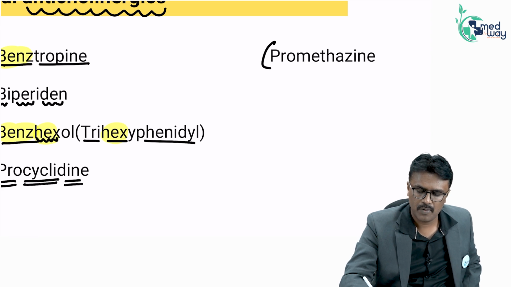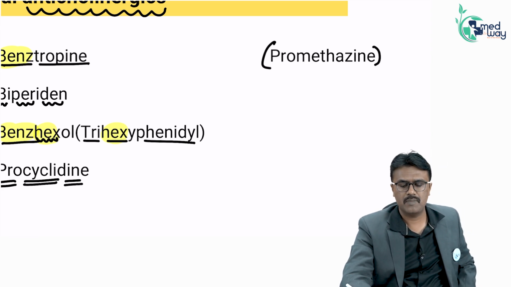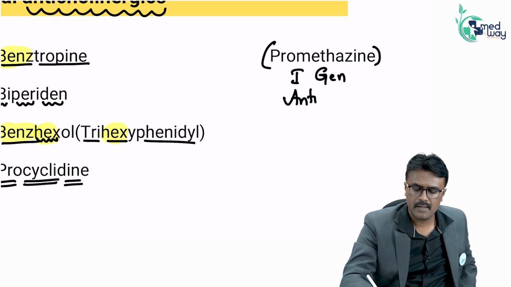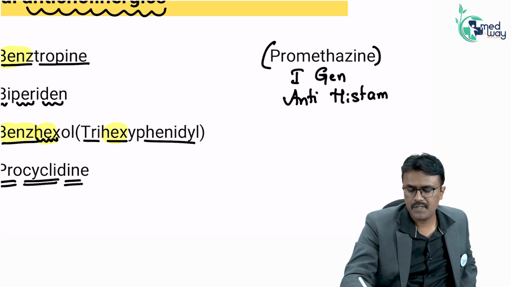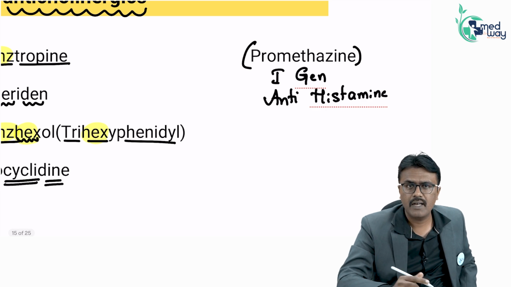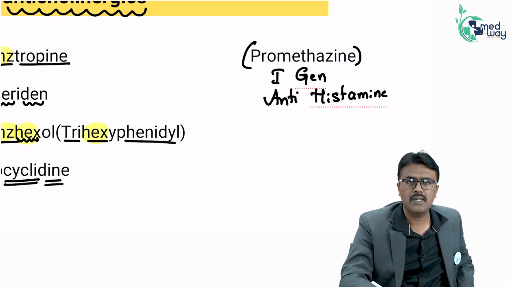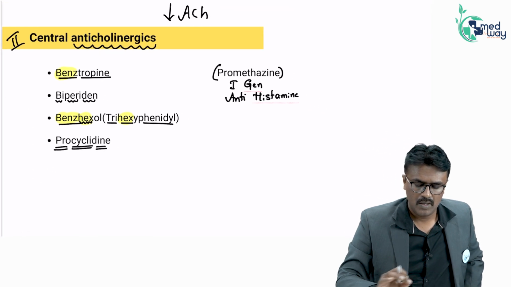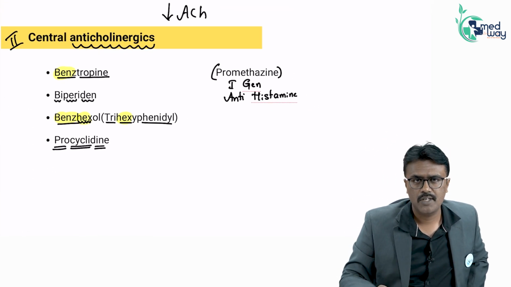And promethazine is also sometimes used because this is a first generation antihistamine. Now, if it is an antihistamine, why are we using it? Remember, first generation antihistamines also have anticholinergic property, and promethazine has high anticholinergic property. That's why. Okay, sir, target achieved.